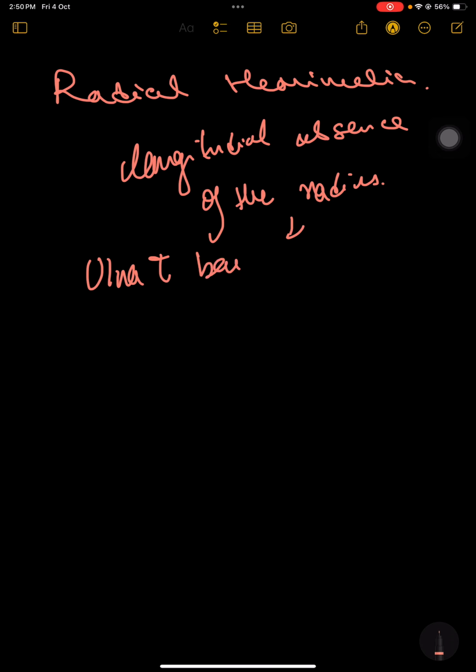So in today's topic, we'll be talking about radial hemimelia. Okay, hemimelia. So what is radial hemimelia? It means longitudinal absence of the radius. Okay, and because of this, what happens is the ulna will bend towards the radius. So this is known as hemimelia.